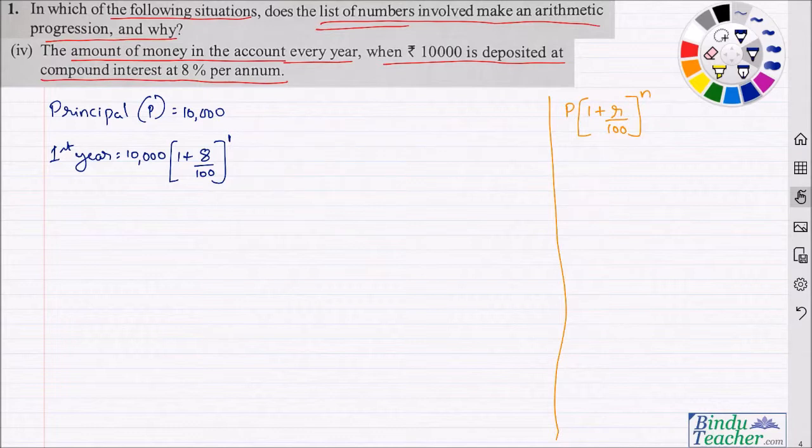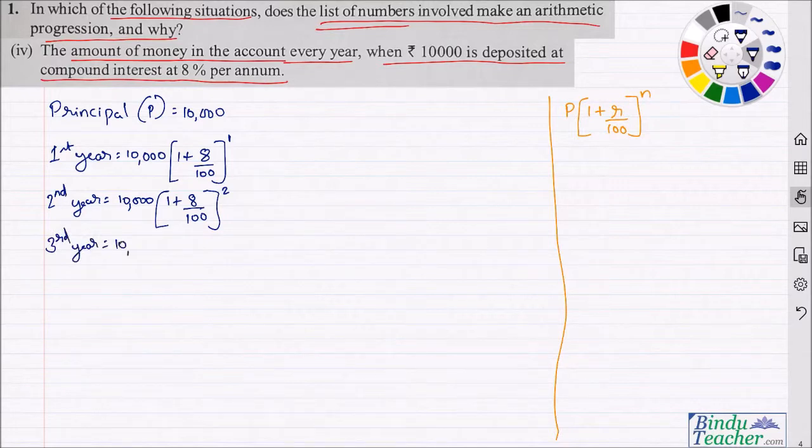Similarly, if you want to find out the amount in the account at the end of 2 years, the formula will be 10,000 into (1 plus 8 by 100) to the power of 2, or square. So for the third year, as you can guess, it will be 10,000 into (1 plus 8 by 100) cube, or to the power of 3. Okay, so this becomes your list of numbers, correct? So here you have A1, A2, A3 and A4.